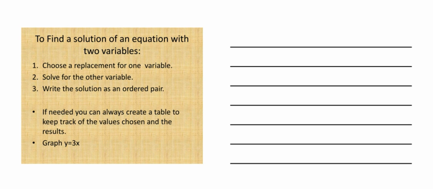To find a solution of an equation with two variables: 1. Choose a replacement for one variable. 2. Solve for the other variable. 3. Write the solution as an ordered pair. If needed, you can always create a table to keep track of the values chosen and the results.